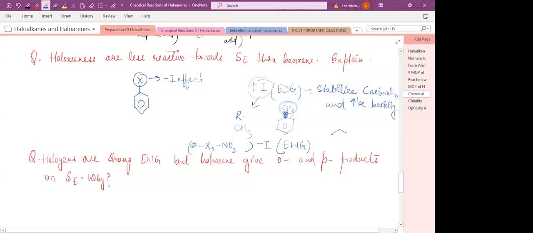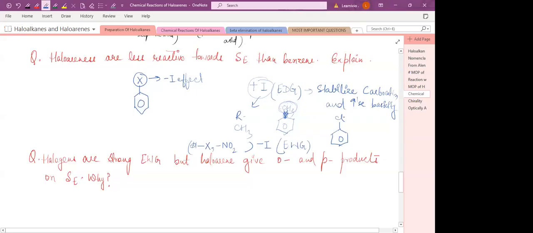Suppose we have a benzene ring and chlorine is attached. Basically this is your haloarene, which we are talking about. So when the halogen is attached to the benzene ring, what happens? A halogen is your electron withdrawing group, right?